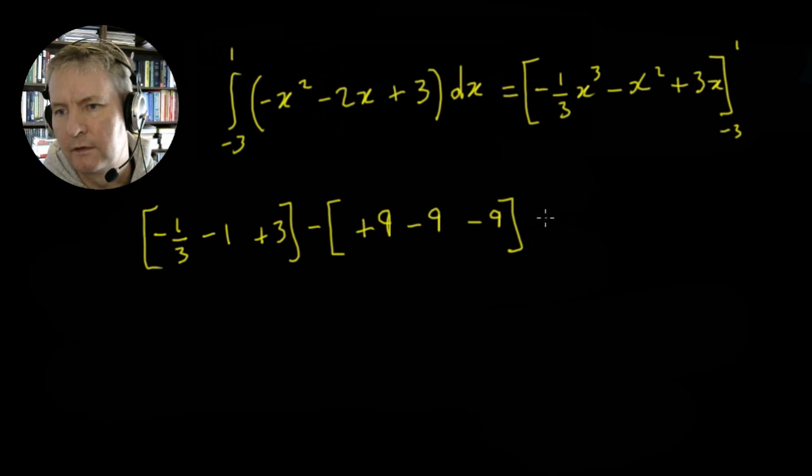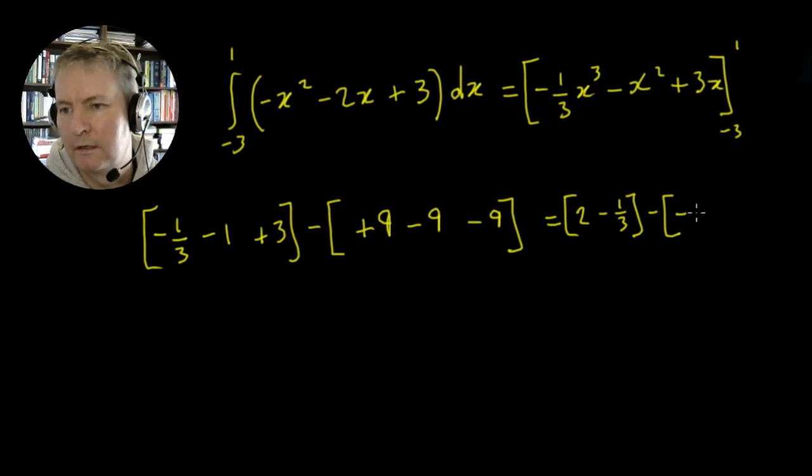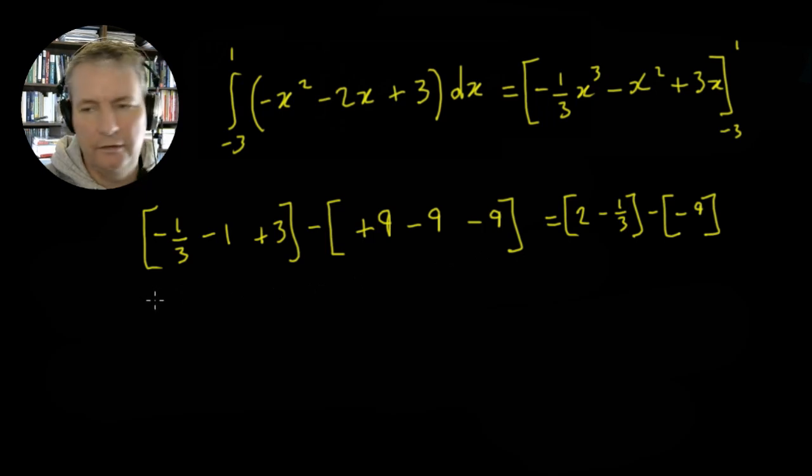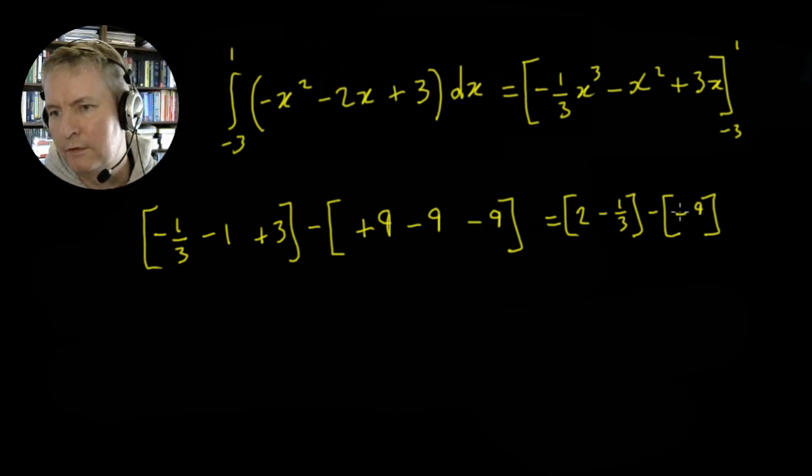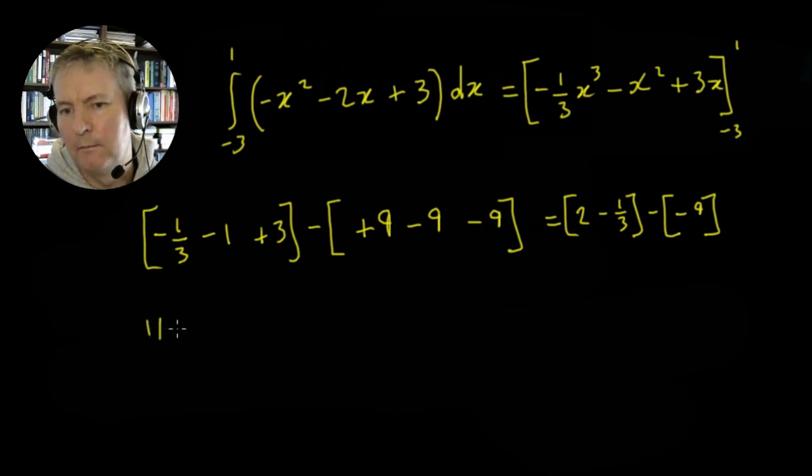So that's going to give us a value of minus 1 plus 3, which is 2 minus a third. So it's 2 minus a third. And the second term here is going to be plus 9 minus 9 cancel. So it's just minus 9, but it's minus minus 9, which is plus 9. So finally, this is going to give us the value of plus 9 plus 2 is plus 11. That's plus 11 minus a third, which will equal 10 and 2/3.